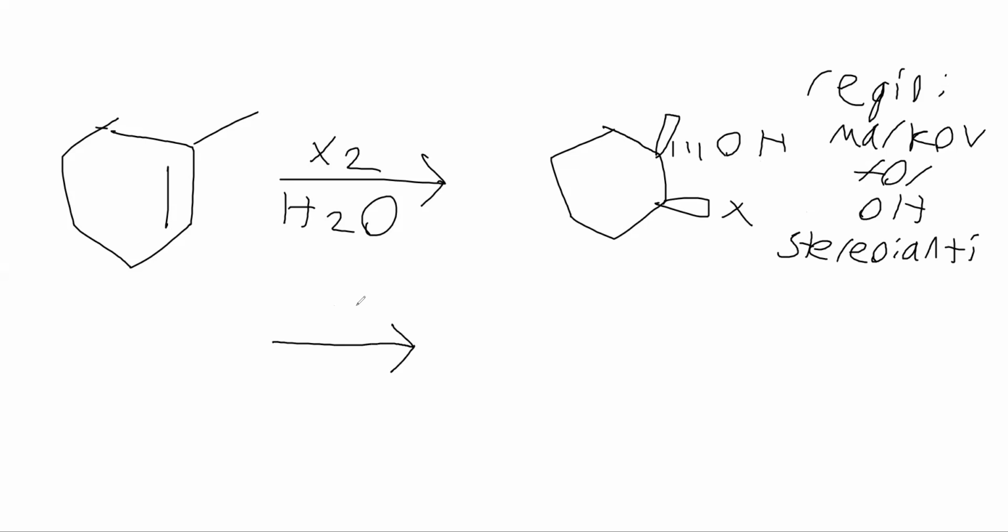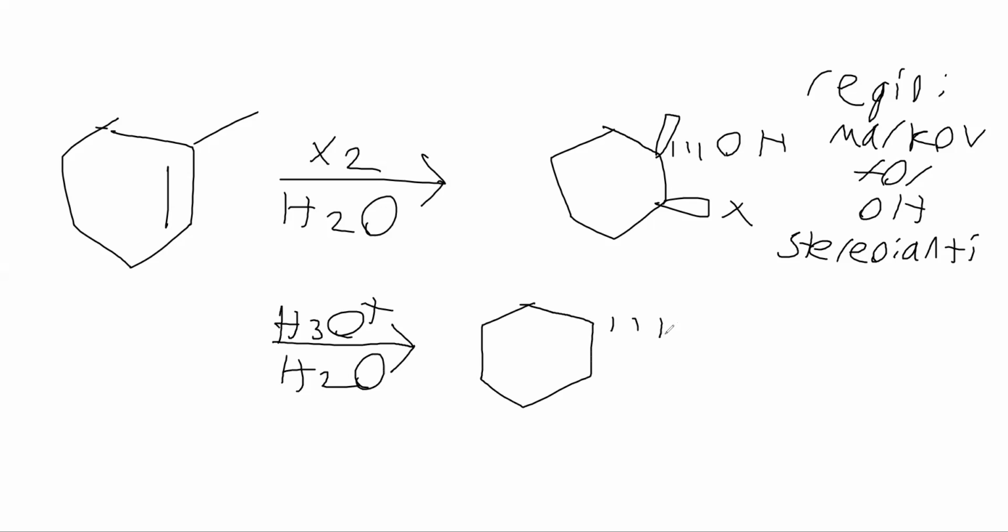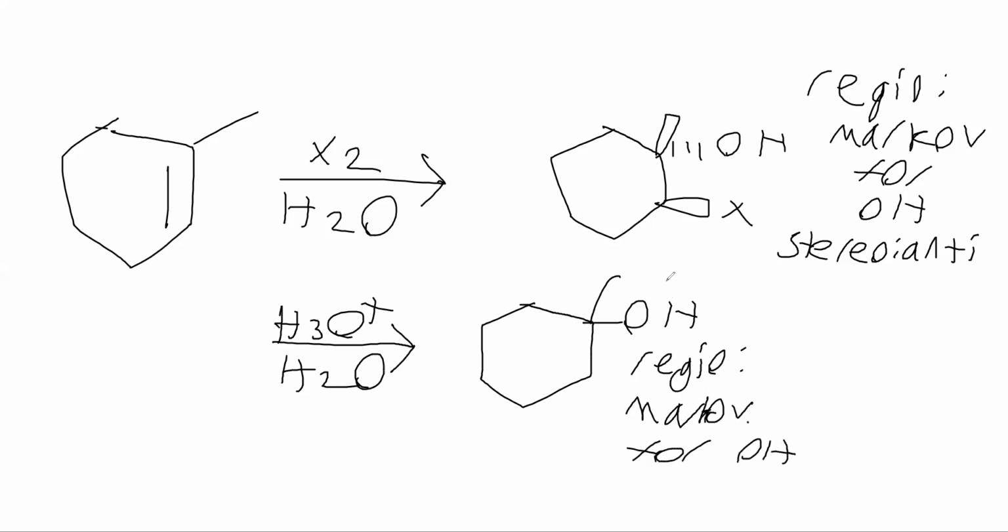And then the addition of H3O plus. It doesn't come up very often, but in the event it does, we've already covered it. There is no serious selectivity, but it is Markovnikov for the alcohol. So Markovnikov for OH. Okay, so that's all the ones that I've already talked about, just briefly gone over.